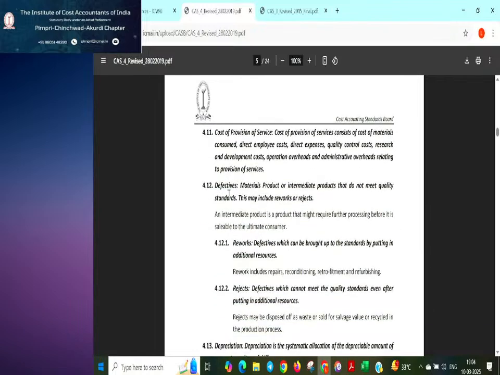Okay, and then what about defectives? This is very important. Material, product or intermediate products that do not meet quality standards is called a defective product. What do you do with a defective product? One thing is you can do a rework on it. It will be sent once again for rework and you will get those things done. Or it will be rejected and scrapped. Two things can happen to defectives. What about reworks? Reworks include repairs, reconditioning, retrofitment and refurbishing. They call that a refurb part.